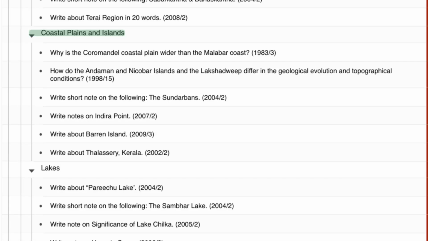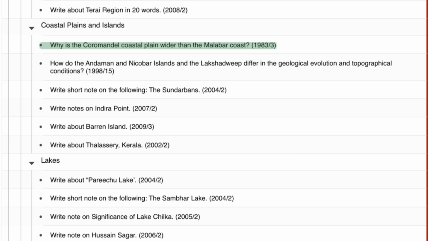Coastal plains and islands. Why is the Coromandel coastal plain wider than the Malabar coast? 1983, 3 marks. How do the Andaman and Nicobar Islands and the Lakshadweep differ in the geological evolution and topographical conditions?